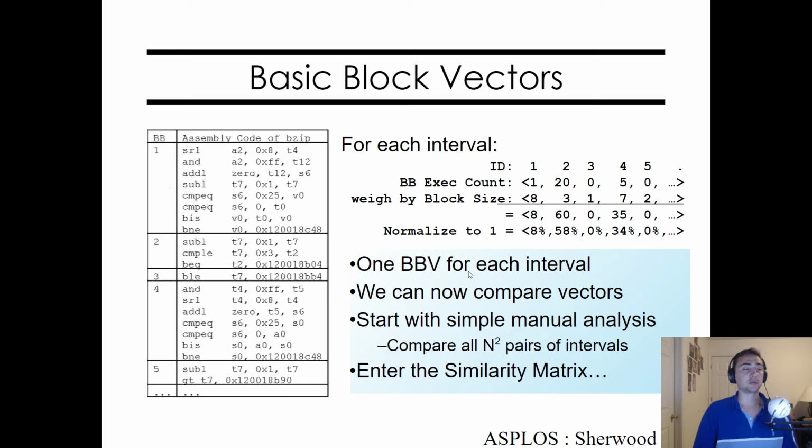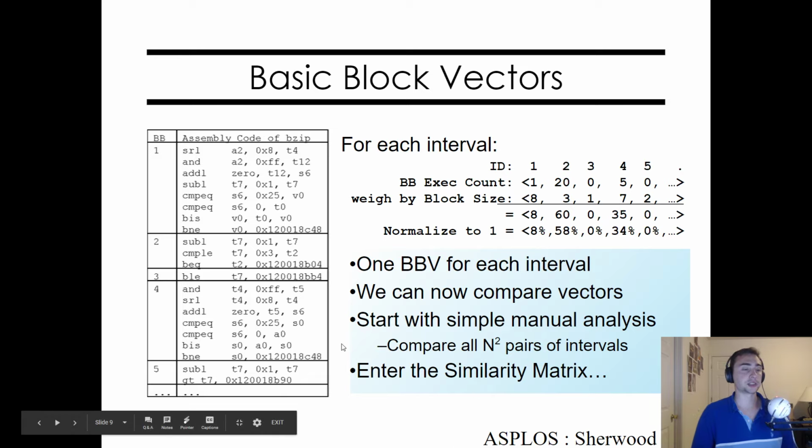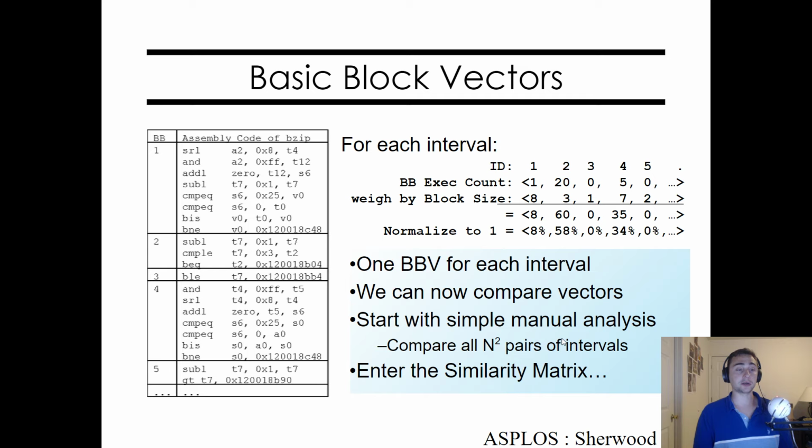So you'll have one basic block vector for each interval of instructions. And then you start doing a comparison of how similar two different basic block vectors really are. For the first 100 million instructions, how similar are those basic blocks that were executed compared to the next 100 million instructions? And then you can start with a simple manual analysis. You can compare all n-squared pairs of intervals, and you can have the similarity matrix.